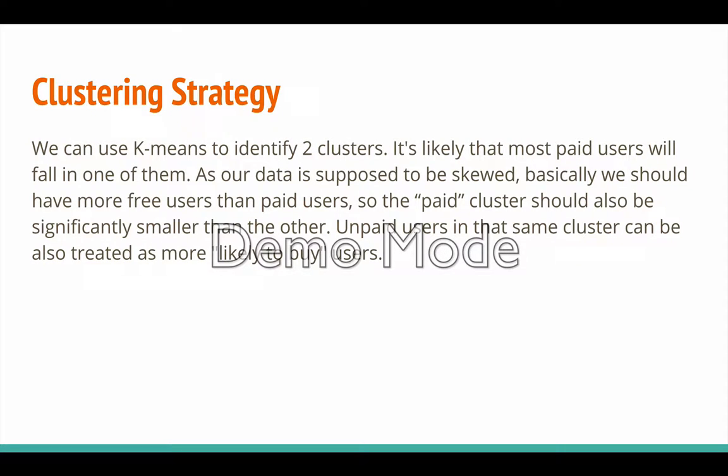The next strategy I had was a clustering strategy. So I was thinking of using k-means and creating 2 clusters. Because I have a very unbalanced data set, because most of the users are unpaid. So we have a very low amount of paid users compared to free users. So most likely the k-means will identify one small cluster, and that small cluster will contain most of my paid users, and other users in that same cluster can also be considered as likely to buy users.